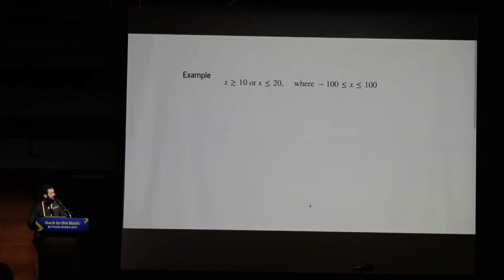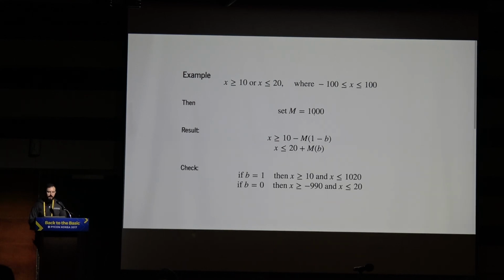So let's take a look. Let's say you wanted to pick either x is greater than 10 or x is less than 20 as your constraint. And let's just assume that x here is bounded by 100. So since x is bounded by 100, we can make this big M value 1,000, right? And if we just use that equation from the previous slide, we get this. And if you check it, you'll see how it works. If b is equal to 1, then we get x is greater than 10 for this equation, and x is less than or equal to 1,020. And this second one doesn't tell us anything new because we already knew x was always less than 100. So we're basically only left with one of the constraints. And then you can check for b equals 0 that works too.